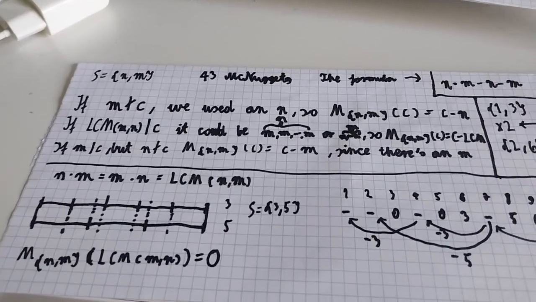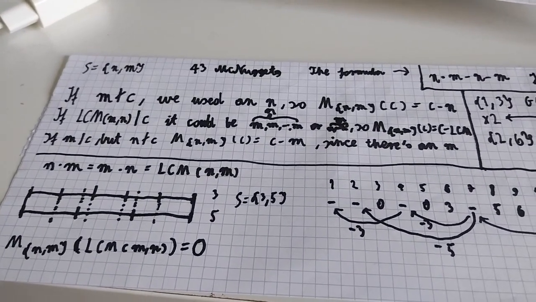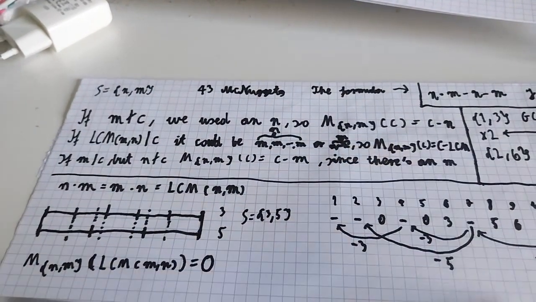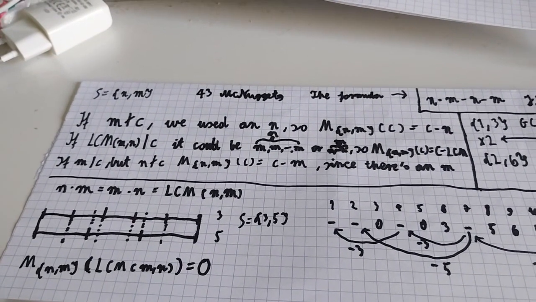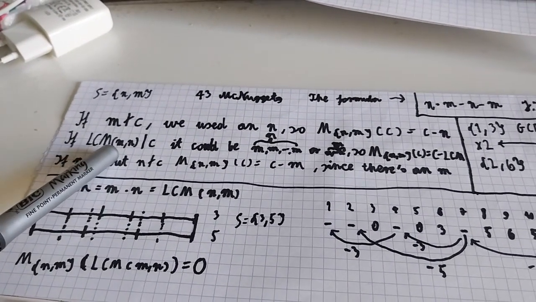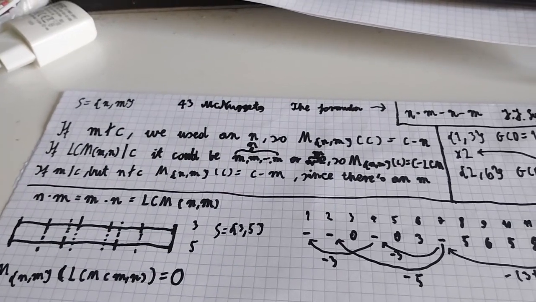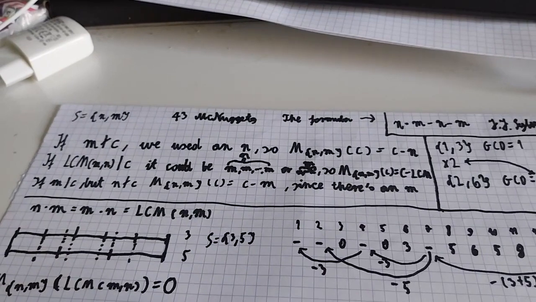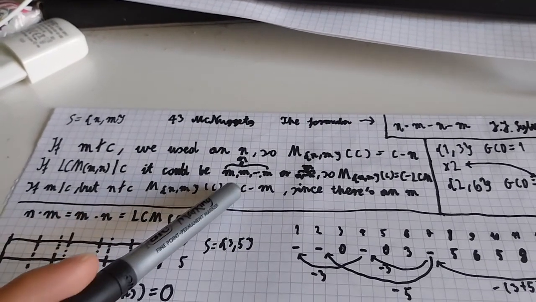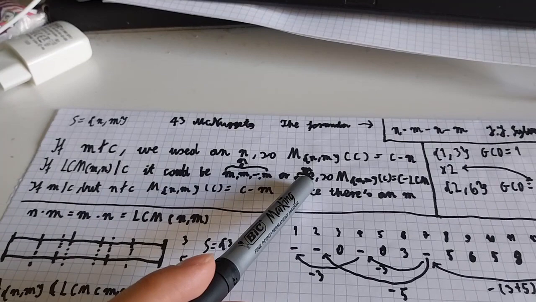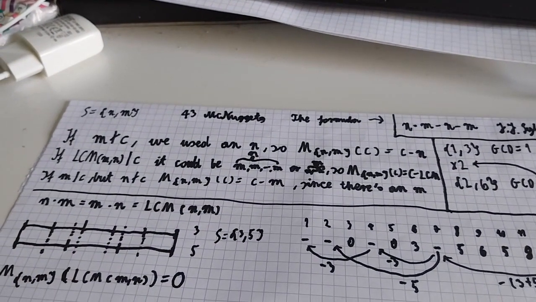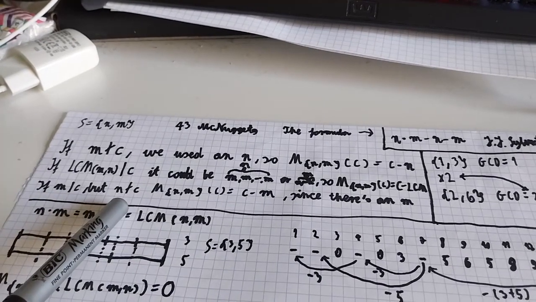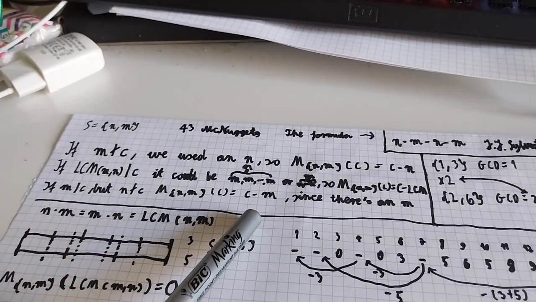If C is not divisible by m, that means we must have used an n to create it. Thus, we can take this n away, giving us C minus n as our M of C. If C is divisible by the least common multiple of n and m, then M of C is equal to C minus that number. This is because we can definitely create that LCM out of the numbers we're given, but we also have no idea whether it's all n's or all m's. The last scenario is C being divisible by m, but not by the LCM. That leaves us with an M of C equal to C minus m.